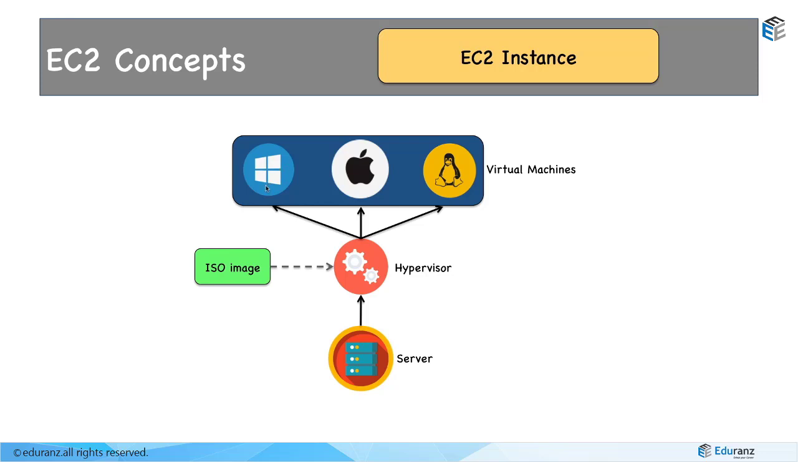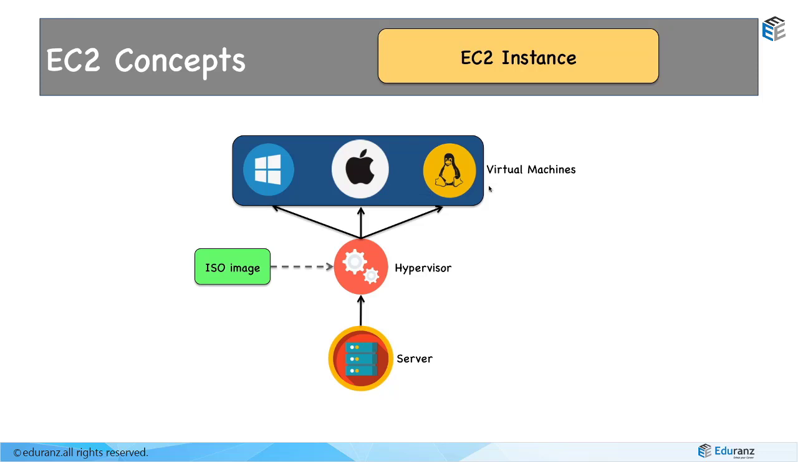So in this example, if you are launching a Windows virtual machine, we'll be providing an ISO image which contains the Windows operating system. If you want to launch a Mac virtual machine, we'll provide an ISO image which contains the Mac operating system. Similar is the case with Linux. So the hypervisor will take this ISO image. The ISO image is the input to the hypervisor, and the output is one or more virtual machines.